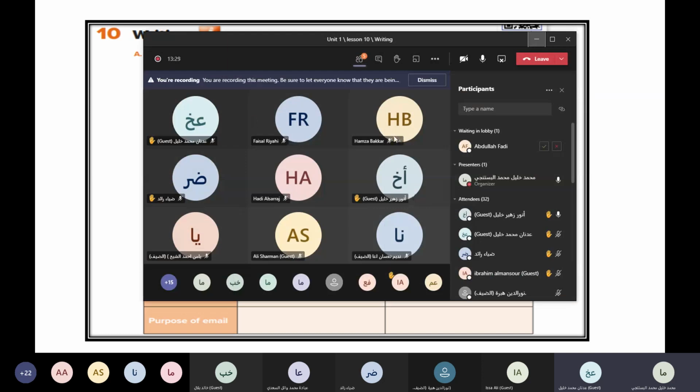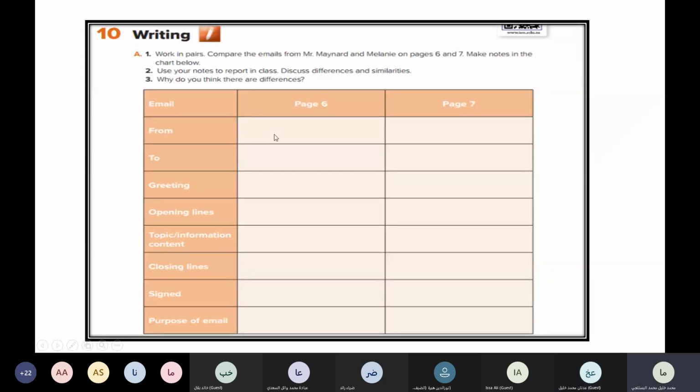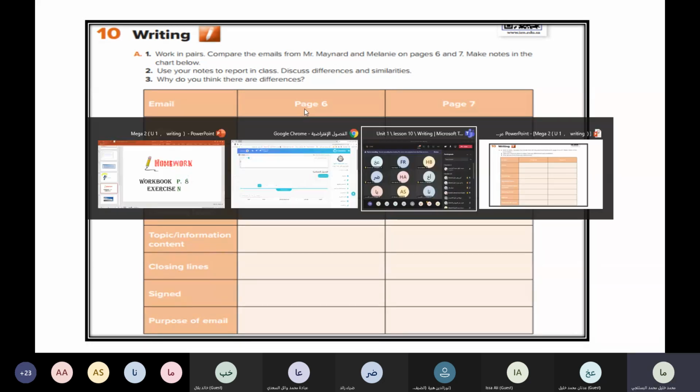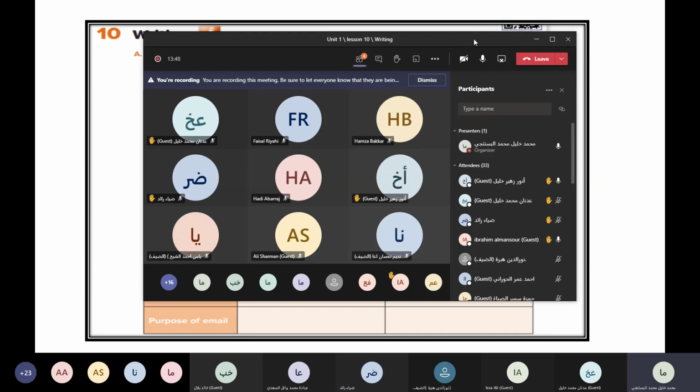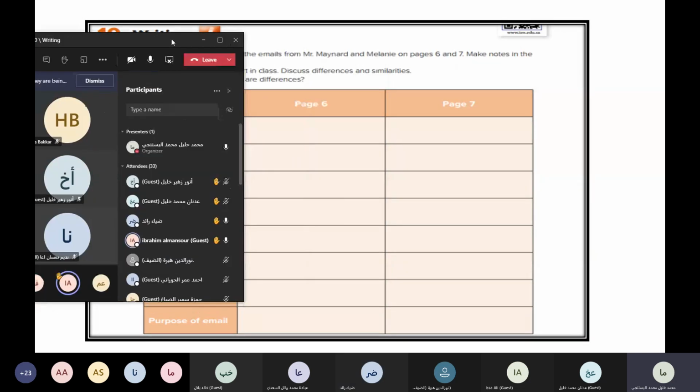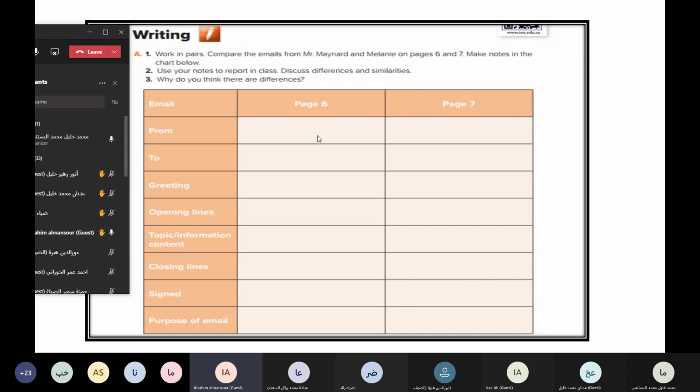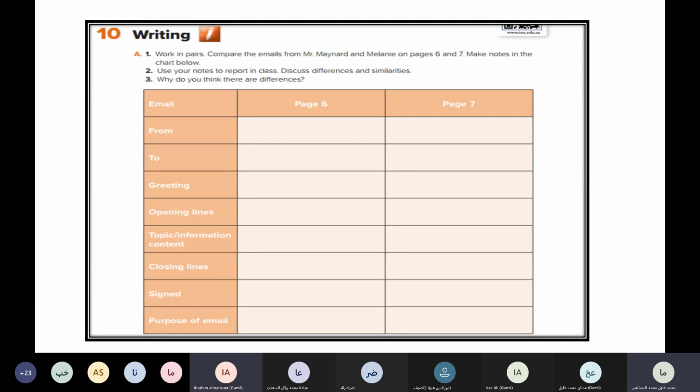Again, here you have to look at the first email on page 6 and the second email on page 7. Now, the first email on page 6, who sent it? Jonathan Maynard. Good. The first email was sent by Jonathan Maynard. Now, what about the second email on page 7? Who sent it?